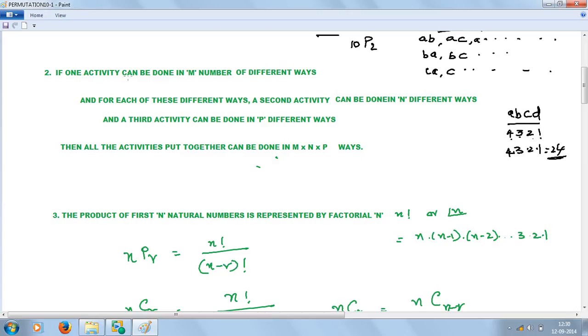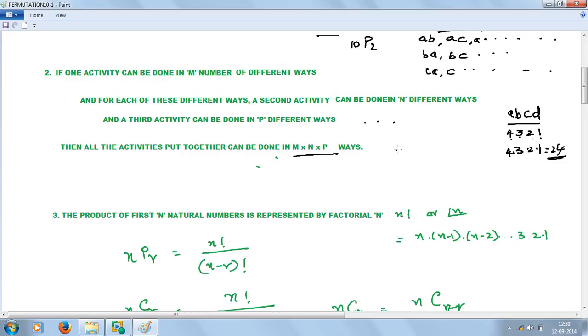So if one activity can be done in m different ways, and for each of these ways, a second activity can be done in n different ways, and a third activity can be done in p different ways, and so on, then all the three activities put together can be done in m multiplied by n multiplied by p number of ways. This is permutation, so we try to work out how many different ways you can write.